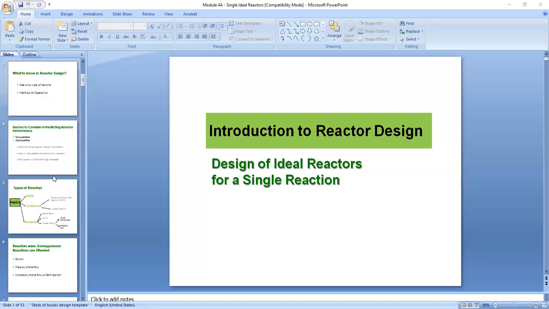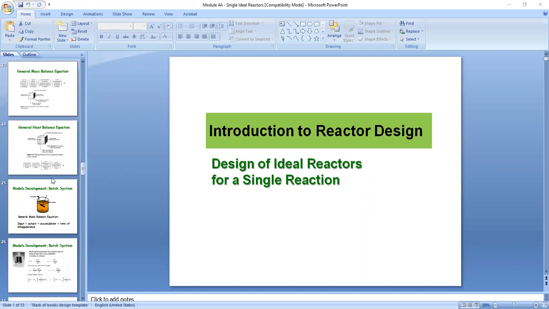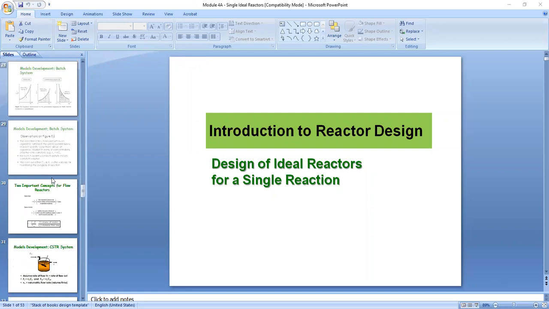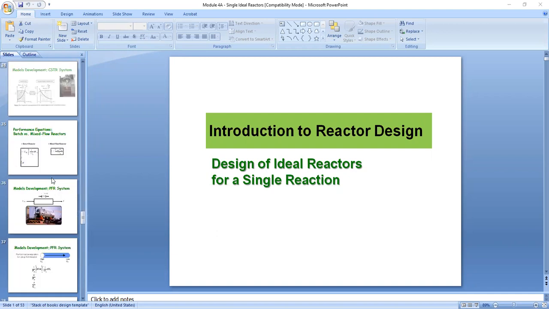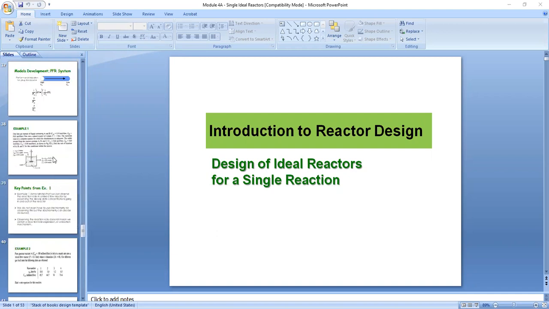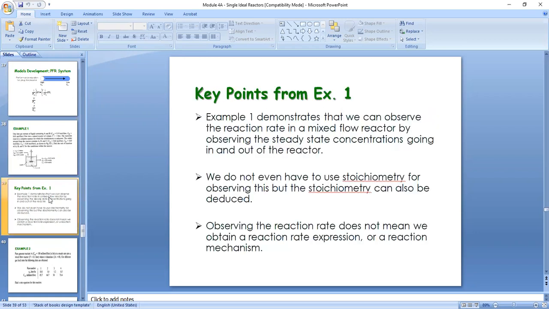So last meeting, we discussed our first sample problem for reactor design for single reactions. And we started with the CSTR. This is our sample one, and these are our takeaway points, the learnings that we have extracted out of the first example. Now we go to our second example.